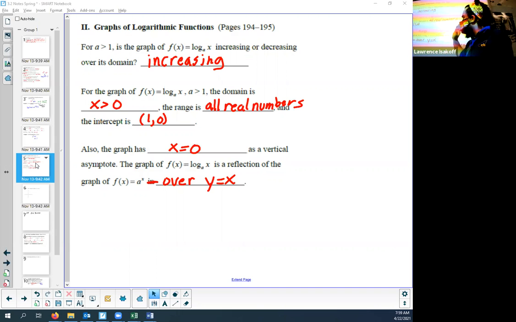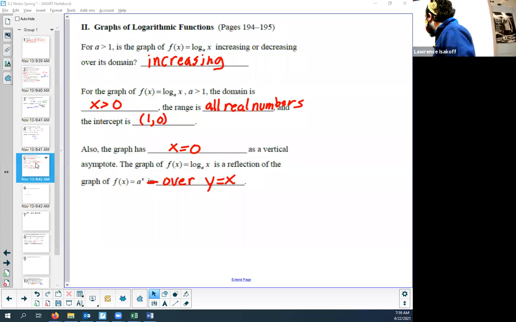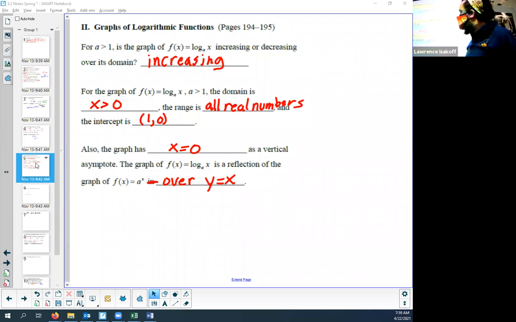There is also a vertical asymptote at x equals 0, just like an exponential had a horizontal asymptote at y equals 0. So these graphs are reflected over the line y equals x.